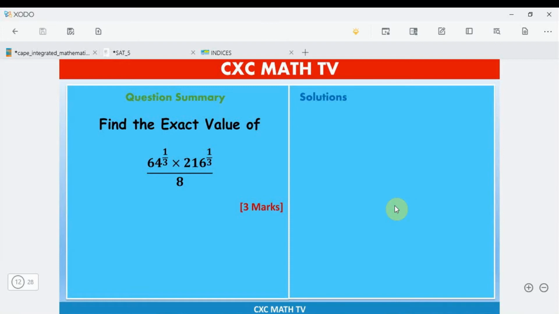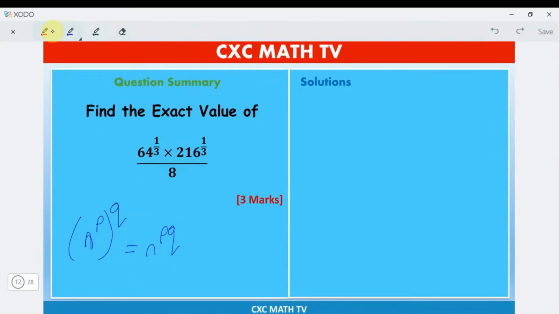Alright, so this one says find the exact value of 64 raised to the 1/3 power multiplied by 216 to the 1/3 divided by 8. Now, the first thing is that, look at this, right? We clearly realize we're going to utilize this law: n to the p raised to the q is equal to n to the pq. Clearly, because it's been raised to the 1/3 power, we can utilize that law.